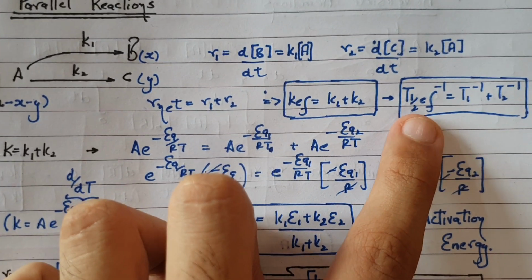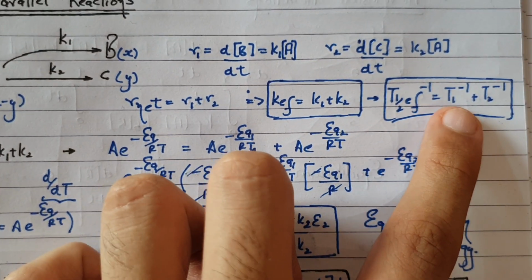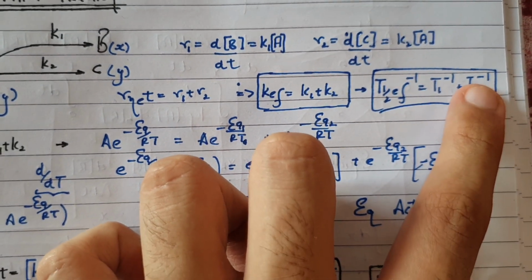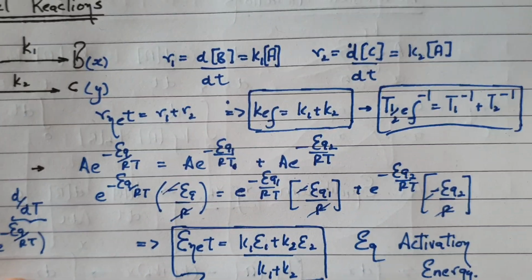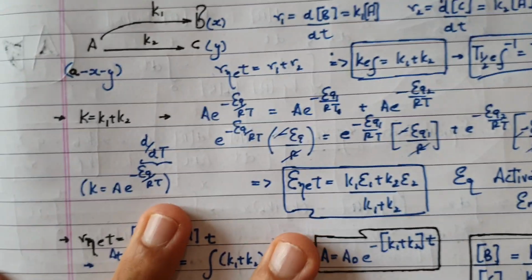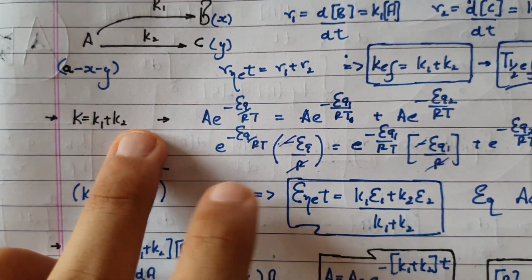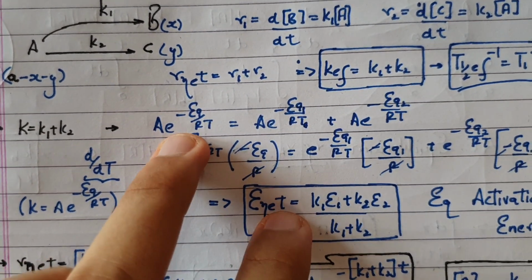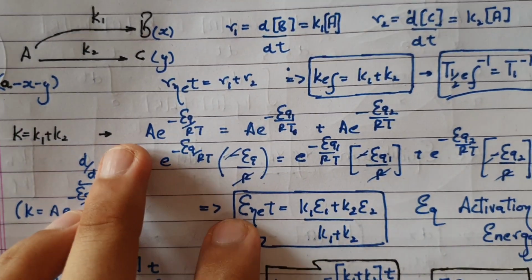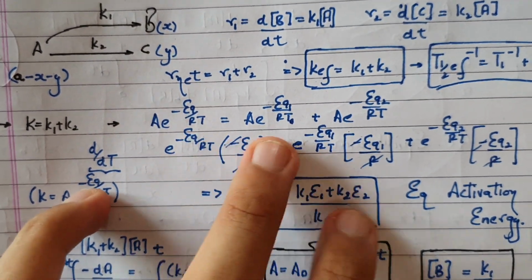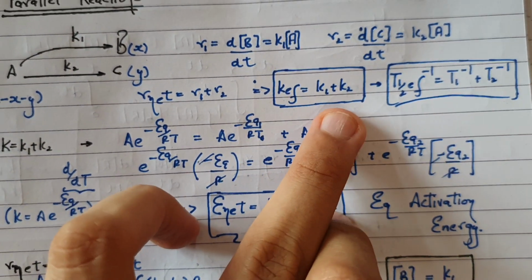Which also implies that T effective to the power minus 1 is equal to T effective of the first reaction to the power minus 1 plus T2 to the power minus 1. So this is the first result. Now going on, as K is equal to K1 plus K2, using the Arrhenius method, we can write it as A e to the power minus activation energy by RT, which is equal to A1 e to the power minus EA1 by RT plus A2 e to the power minus EA2 by RT.